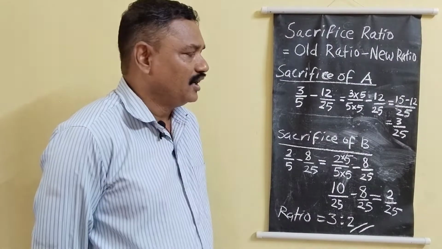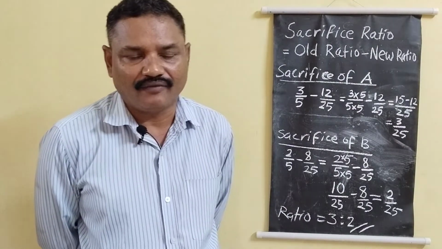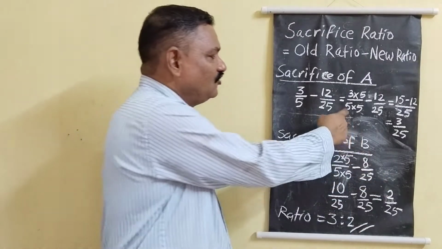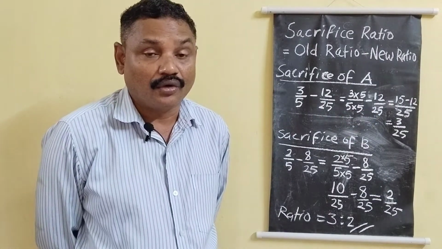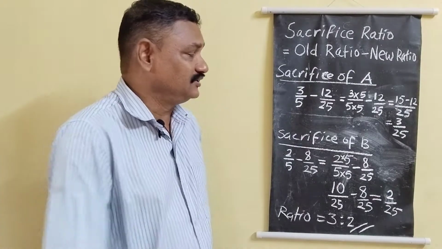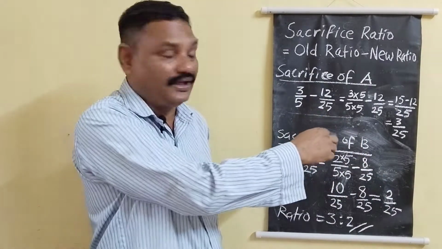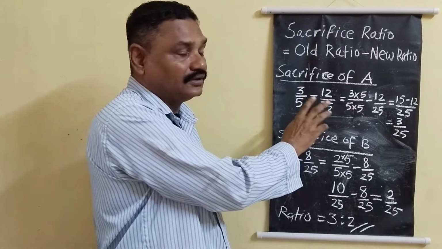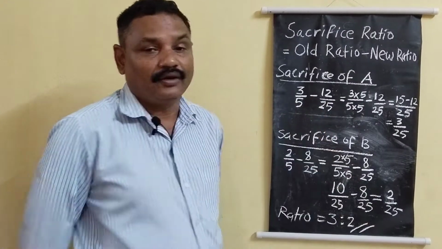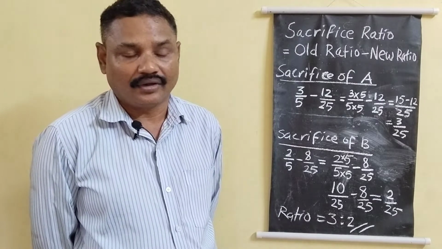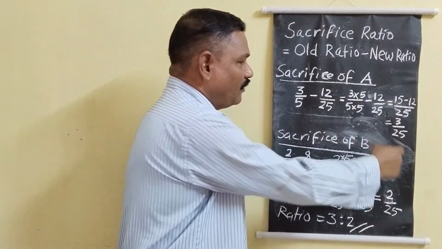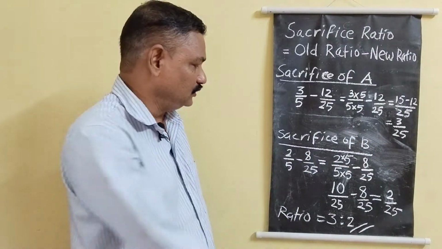Okay, students, 15 minus 12 by 25. Just take the LCM of 5 and 25. You don't have to go through finding the LCM; just see which number is big. Then for that we have to make an equalization with the smallest number. Okay, friends. 3 by 25 is the sacrifice ratio of A.